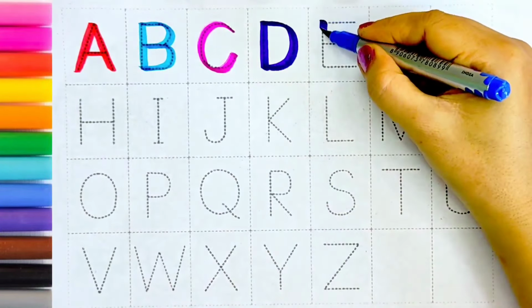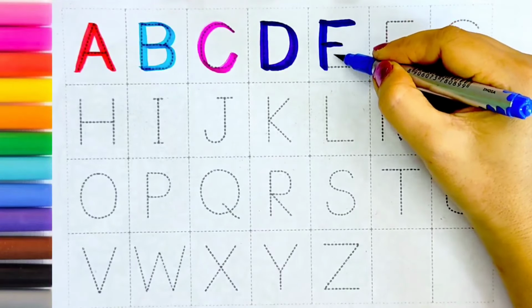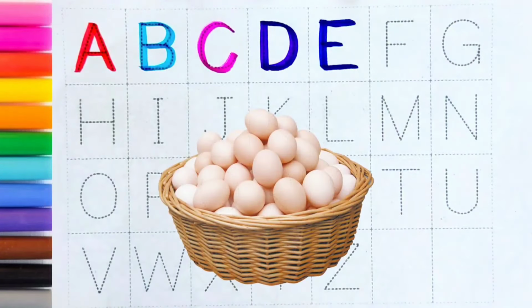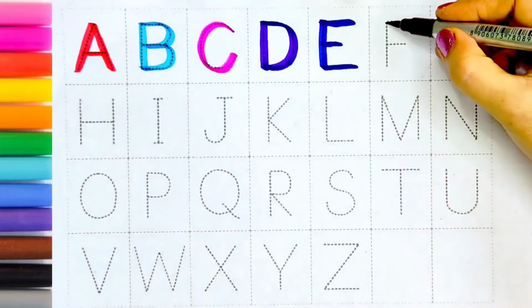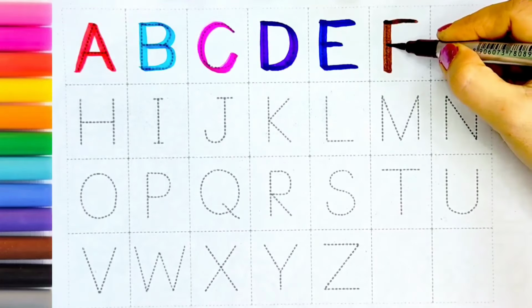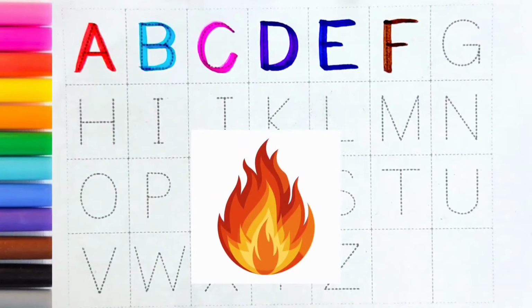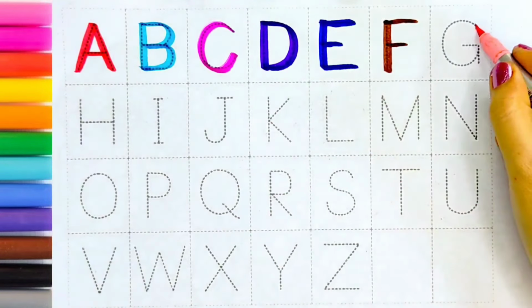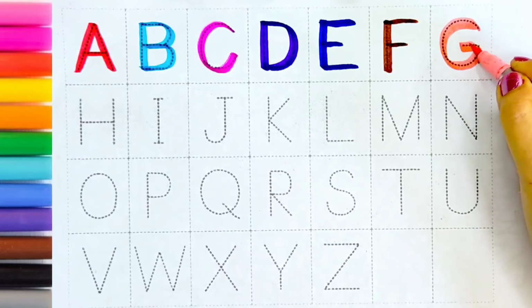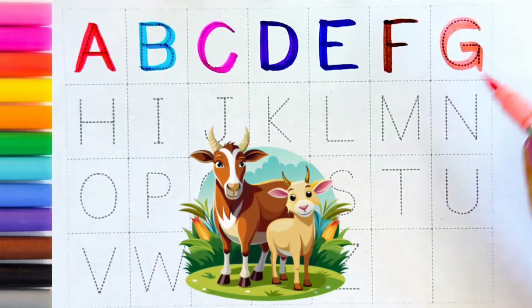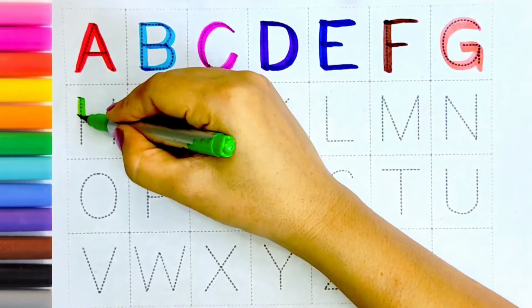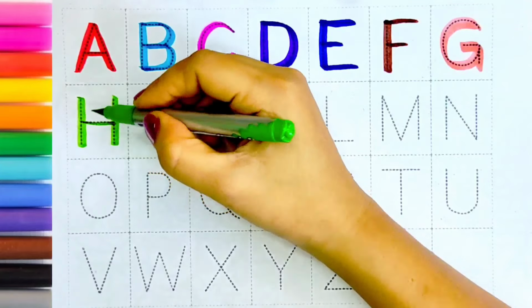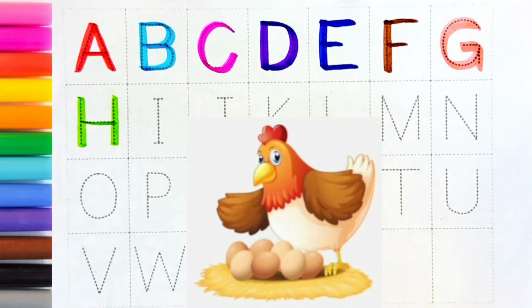Blue color. E for egg. Brown color. F for fire. Peach pink color. G for goat. Light green color. H for hen.